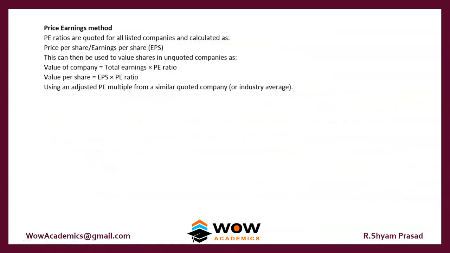So the next method is called the price earnings method. The PE ratios are quoted for all listed companies and calculated as follows. So your PE ratio works like this: market price per share divided by earnings per share. So if you are not able to get these numbers, you can also use another set of numbers to value.